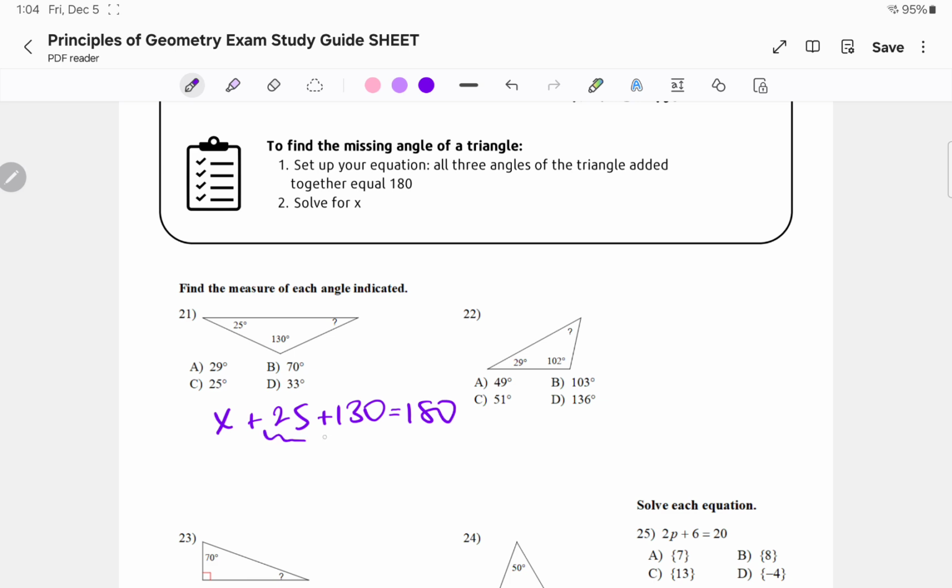I'm going to combine like terms, which means I'm going to add 25 plus 130. That gives me 155. And then I'm going to subtract 155 from 180. And that gives me my answer, which is 25.